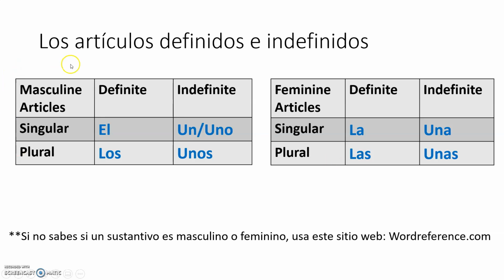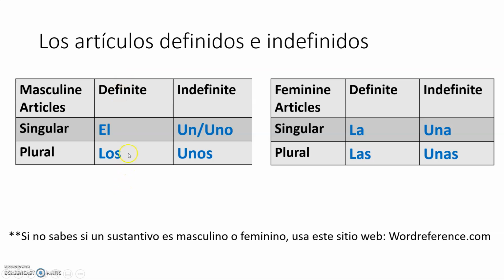And here we have the examples of definite and indefinite articles. So I've broken them up into masculine and feminine. So our singular is here, el, un, uno, and plural, los, unos, la, una, las, unas. Okay, so those are the different options that we have. And then it tells you the definite and indefinite.